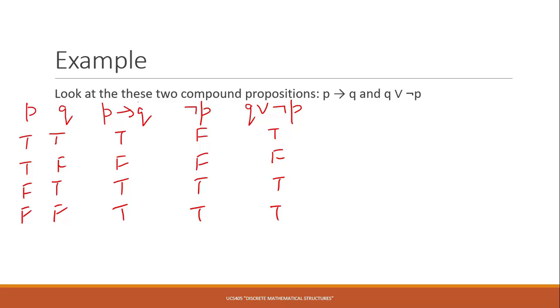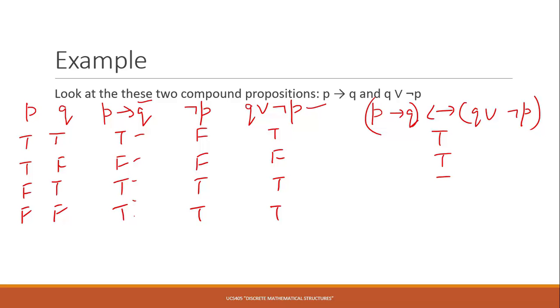If we see the first expression and the second expression, their truth values are the same for the same inputs. So we can say that these two compound propositions are equivalent. Also, if we calculate the biconditional of these two expressions, what will we get? It is true, true, true, true, which is a tautology. So we can say that these two expressions or statements are logically equivalent.